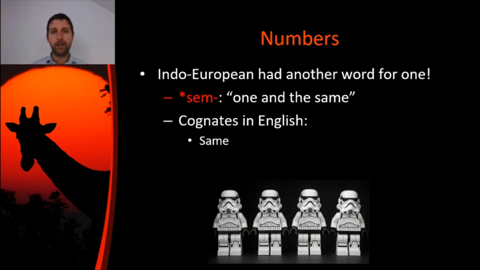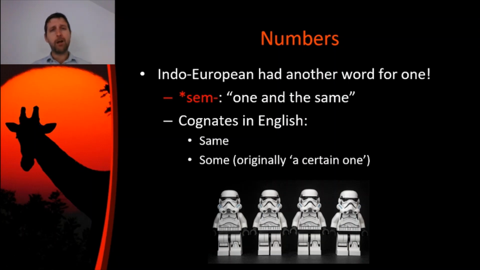Interestingly, we get another word that I'm sure you use every day in English from the root sem, and that is some. Now, some doesn't necessarily mean one anymore, but originally in its Old English usage, some meant something like a certain one. So you would say some of something, and that meant one of something. So we've evolved the meaning a little bit, but you can still see it in compounds like something, which just means one thing, a certain thing. That's what you mean when you say something.